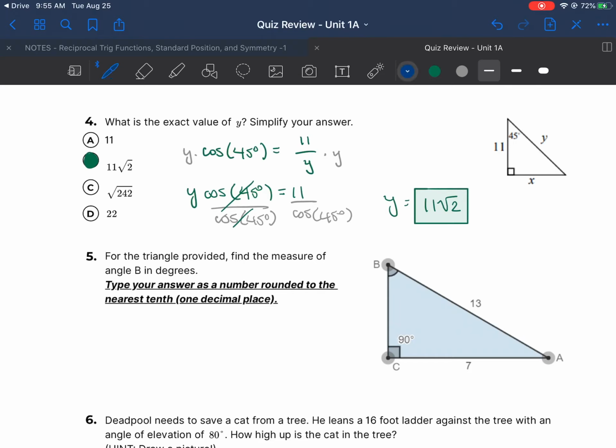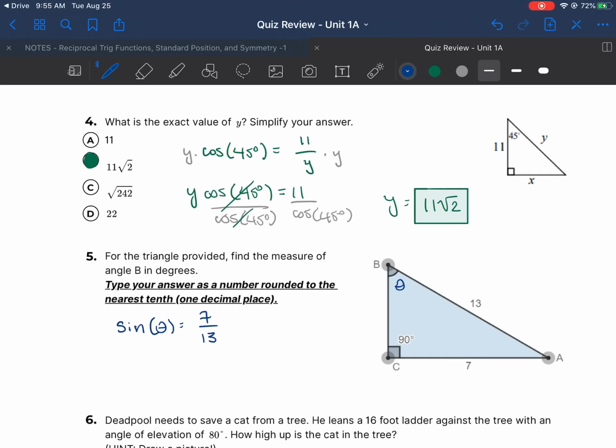All right, looking at number 5 here. For the triangle provided, find the measure of angle B in degrees. So relative to angle B, we have the opposite leg 7 and the hypotenuse 13. So opposite and hypotenuse, that's telling us that we should take the sine of the angle. Let's call the angle theta, since we normally call it theta. So the sine of theta would be equal to the opposite leg 7 divided by hypotenuse 13.